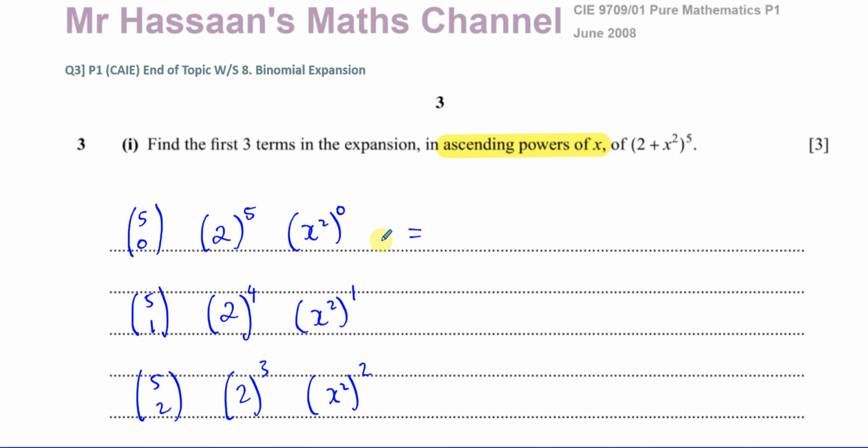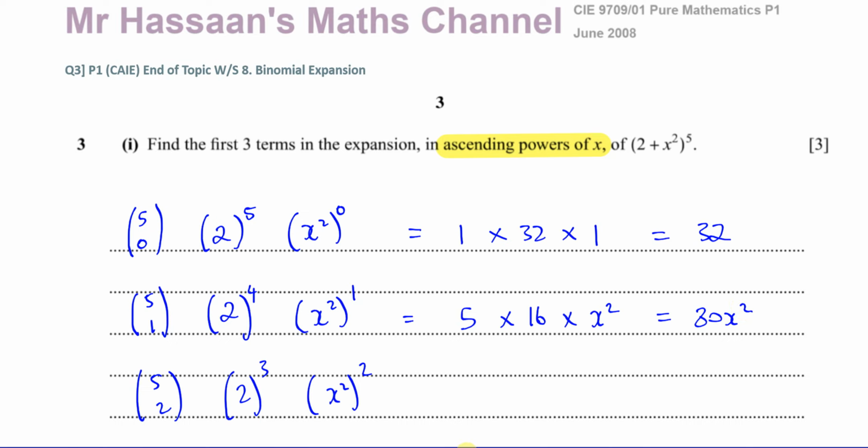So we're going to work out what this is now. Anything like nC0 will always be 1. It doesn't matter what number there is, it's going to be 1. Then 2 to the power of 5 is 32, and (x²) to the power of 0 is 1. So the first term is 32. The second term, 5C1, well, that's going to be 5. Right? nC1 will always be n. Times 2 to the power of 4, which is 16, times (x²) to the power of 1, which is x². So 16 times 5 is 80, so you have 80x².